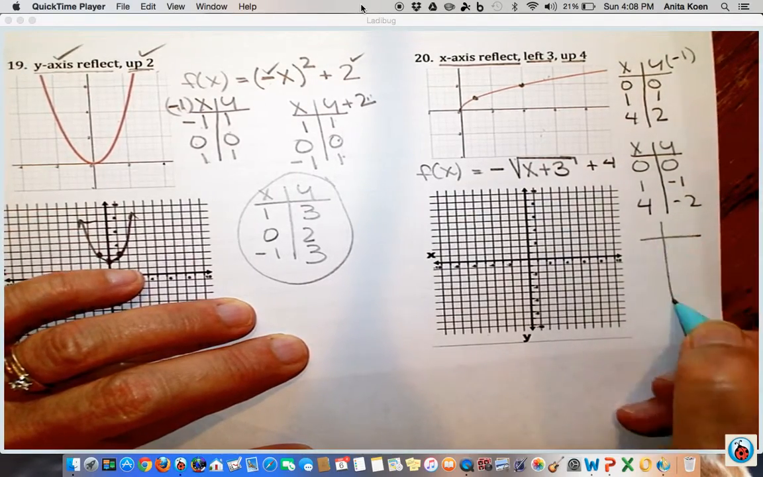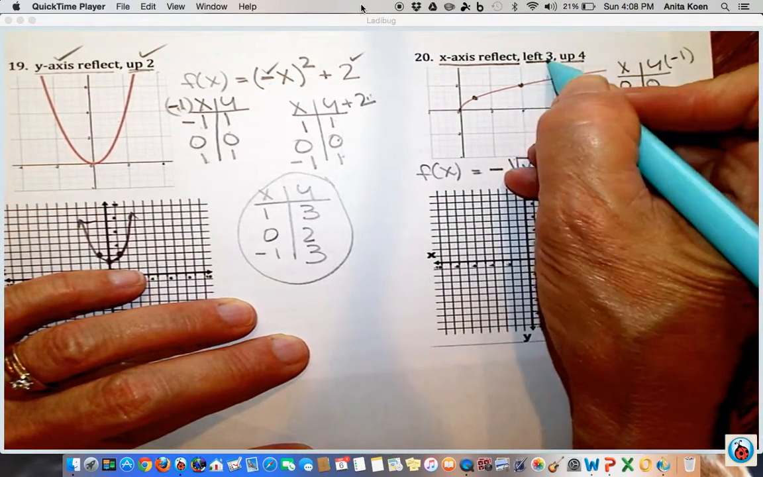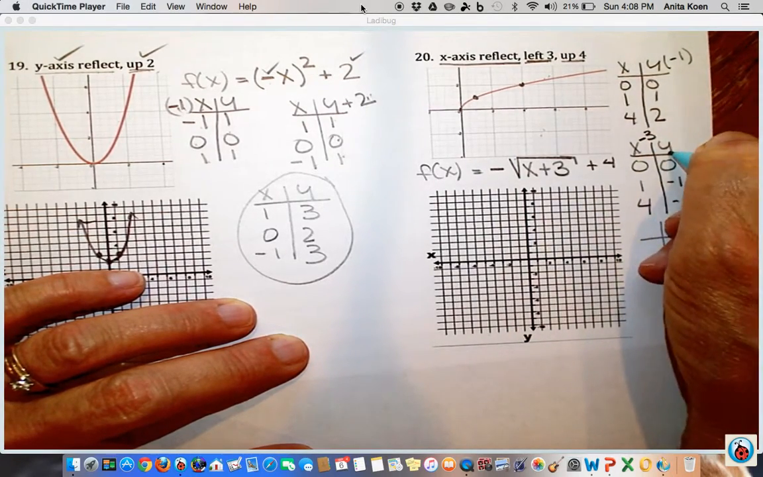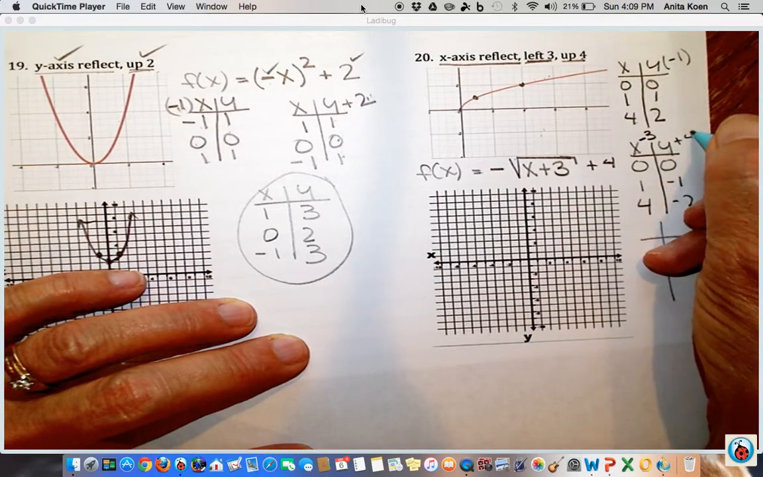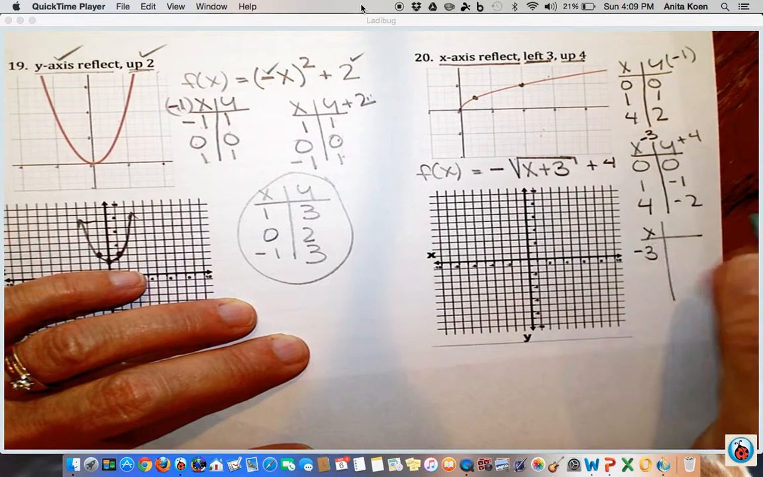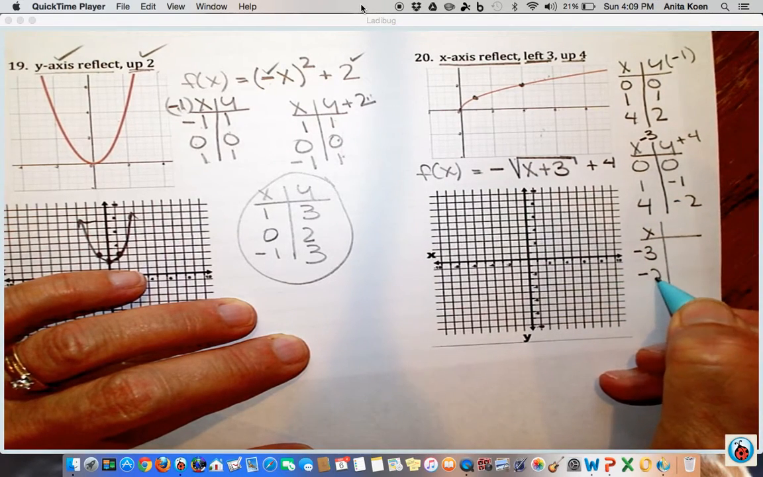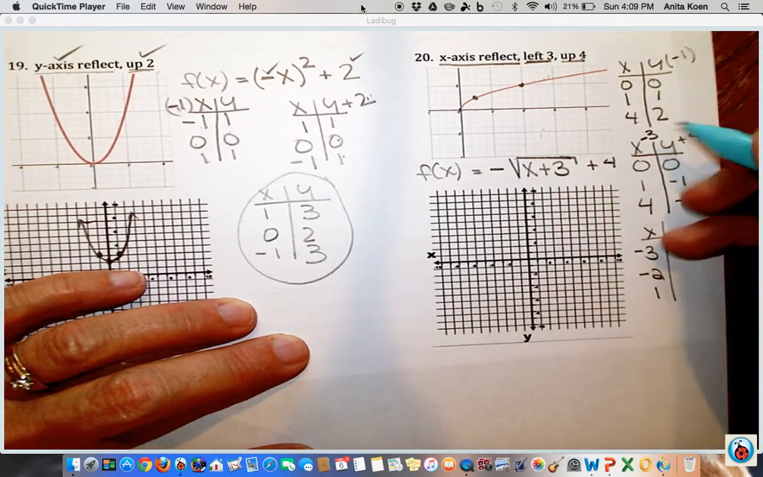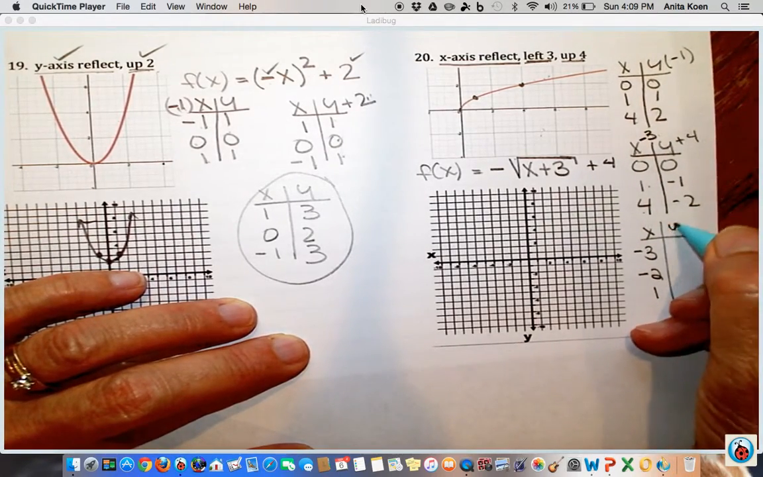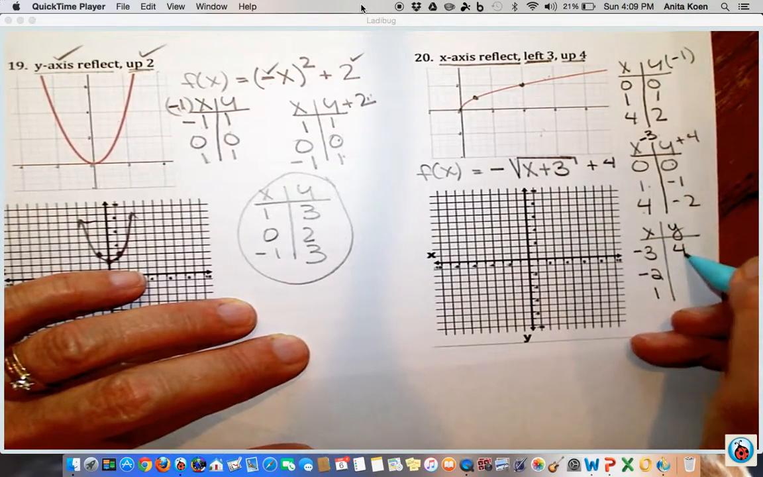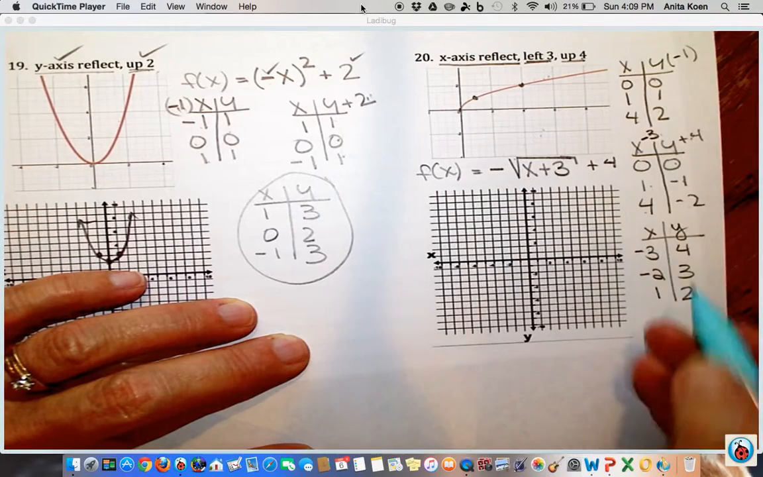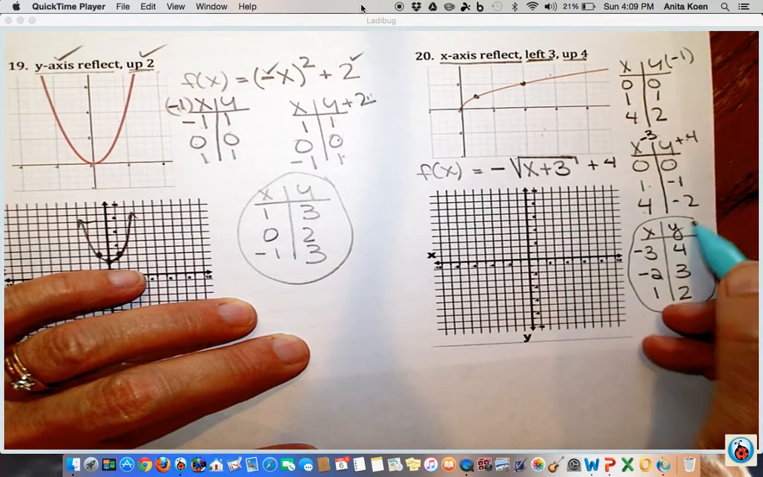Okay. Then we're going to go left 3. That means to the x's we're going to subtract 3. And to the y's we're going to add 4, because we're going up 4. So this gives me negative 3 for my x's, negative 2, and 1. Let me make sure I added that right. Negative 3, negative 2, and positive 1. Then for my y's, I'm going to get 4, 3, and 2. This is the table that I'm going to graph.